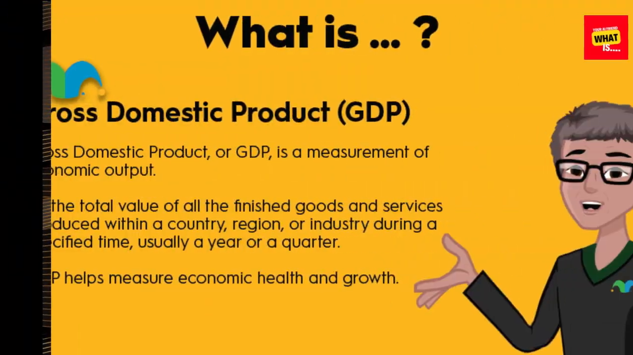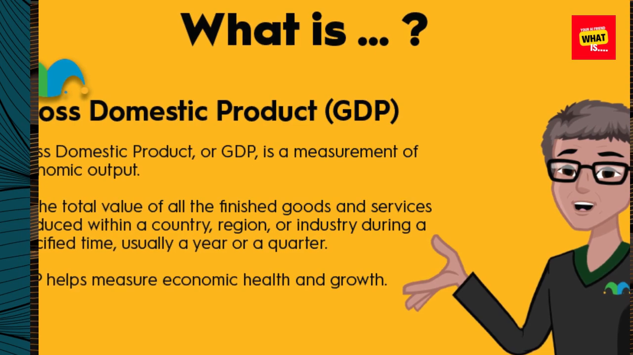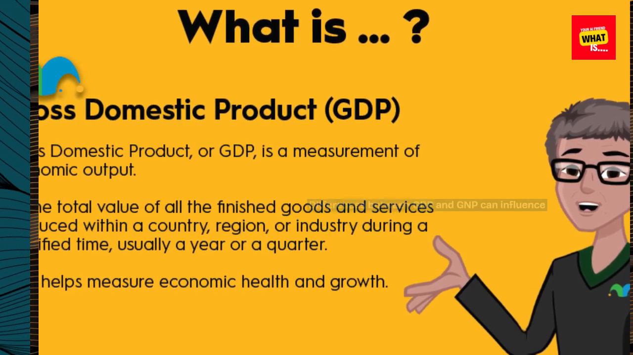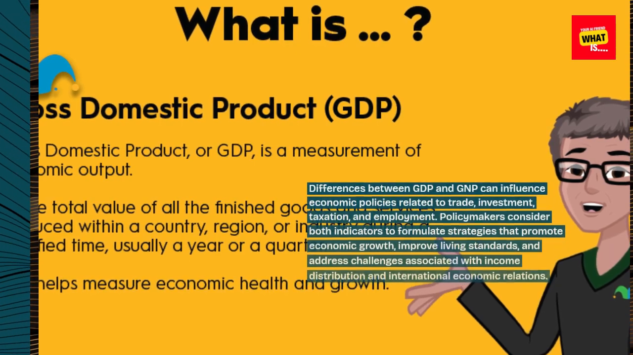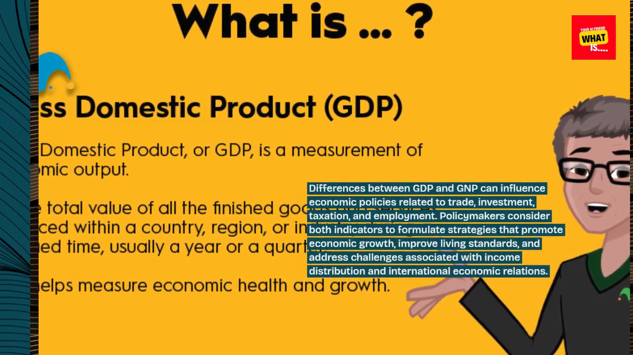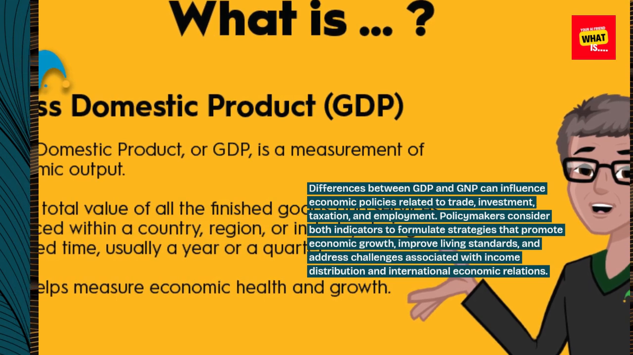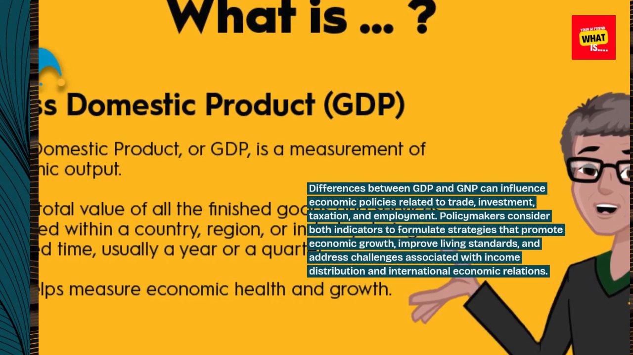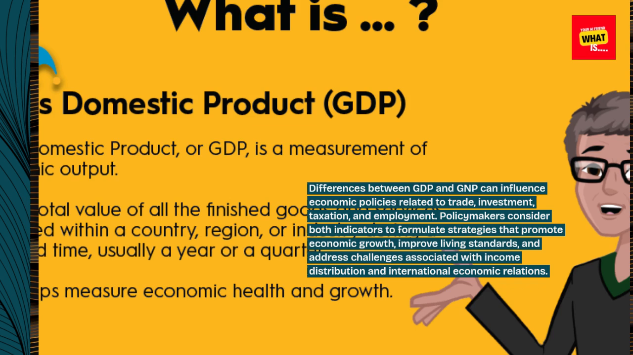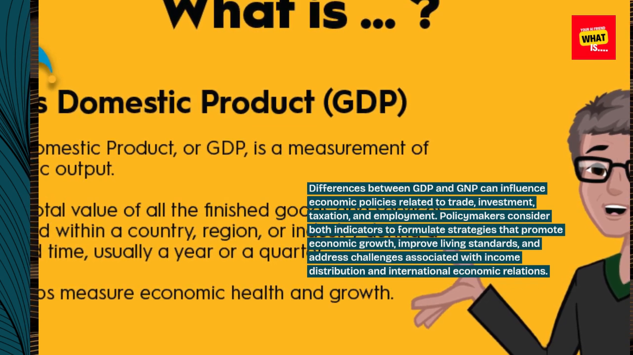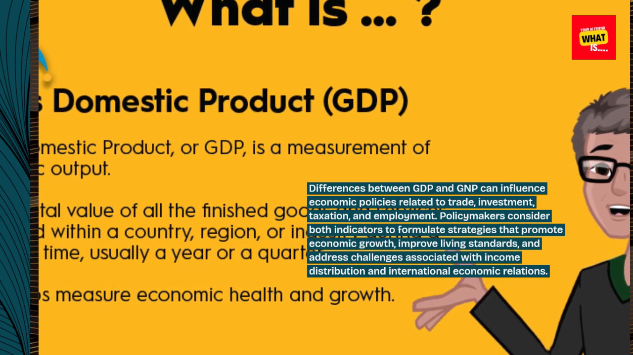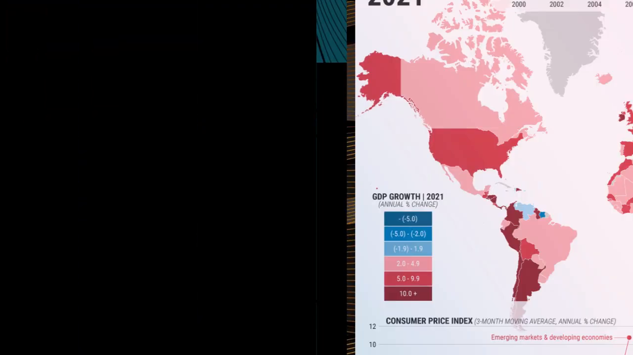9. Policy implications. Differences between GDP and GNP can influence economic policies related to trade, investment, taxation, and employment. Policymakers consider both indicators to formulate strategies that promote economic growth, improve living standards, and address challenges associated with income distribution and international economic relations.